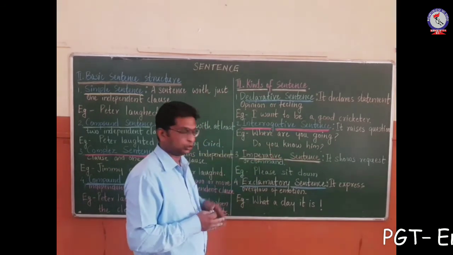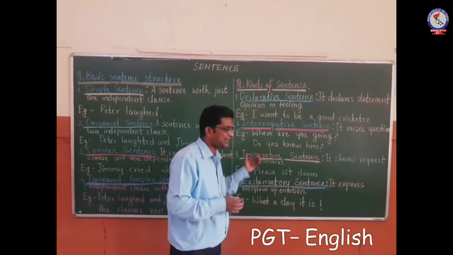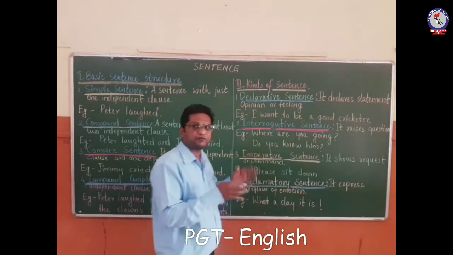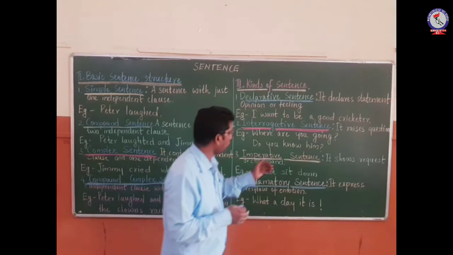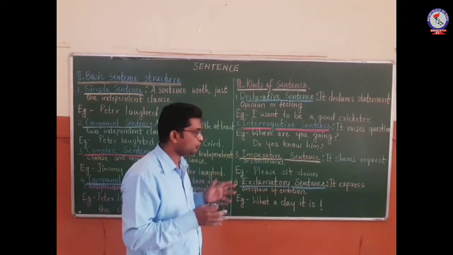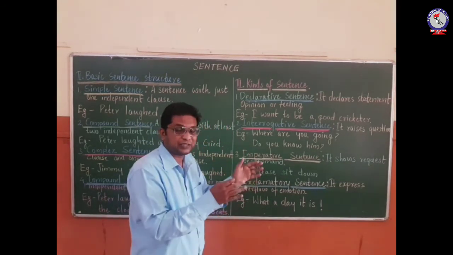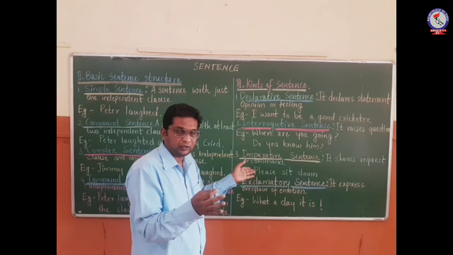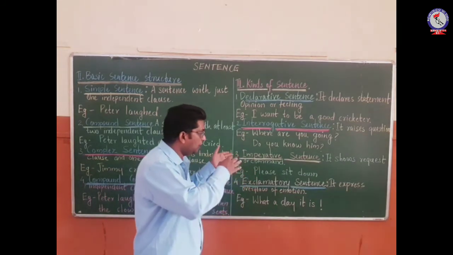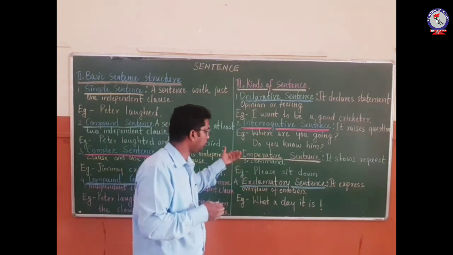Now see the third type of sentence, imperative sentence. This type of sentence will show a request or command. It shows a request or command. Example, please sit down. It's a request or a command. It shows you the request or command.